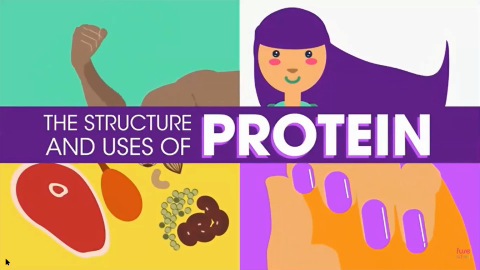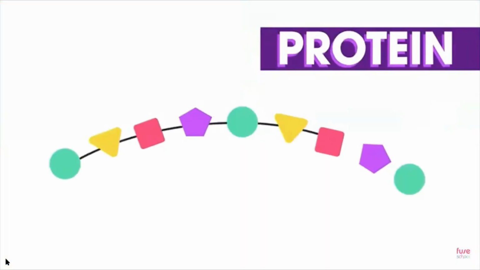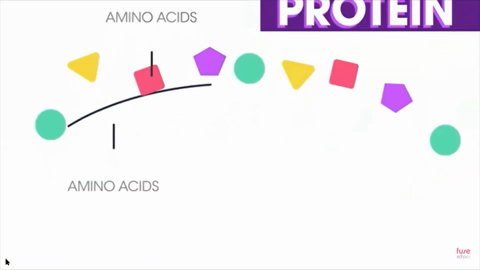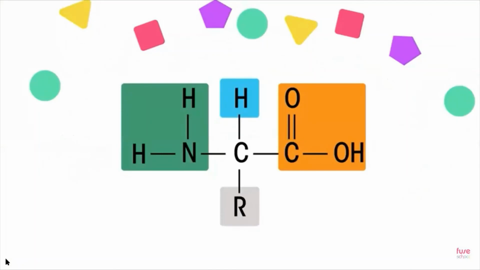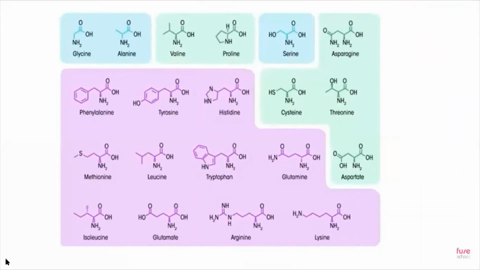Proteins are long-chain molecules made of strings of amino acids joined together. All amino acids are compounds with a similar basic structure. They have an amino group, a carboxyl group, and a side chain, or R group, that is specific to each amino acid. There are 20 different amino acids. All of the different proteins are made from these 20 amino acids.